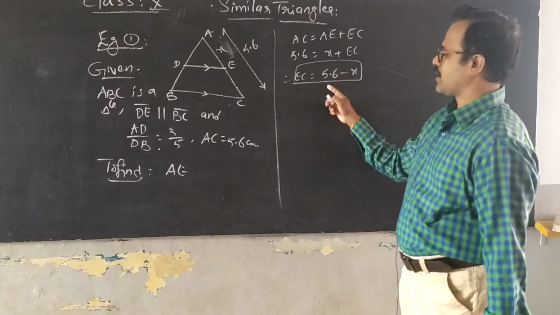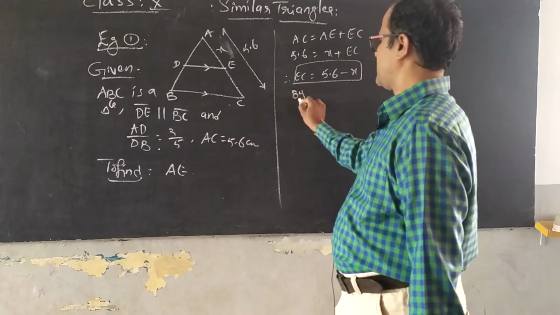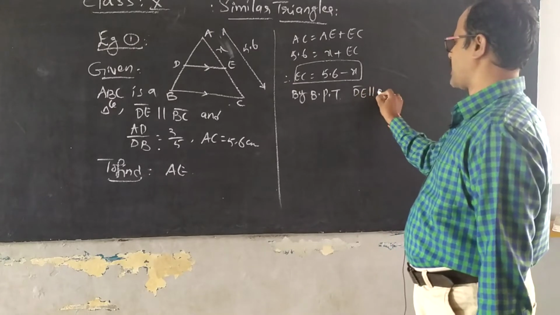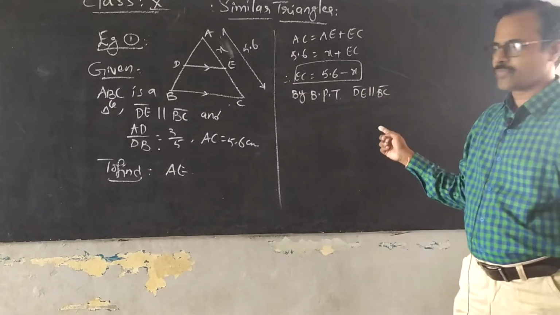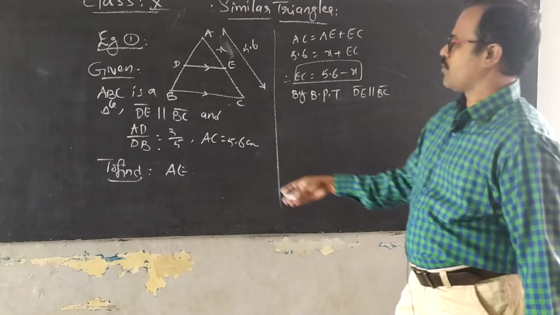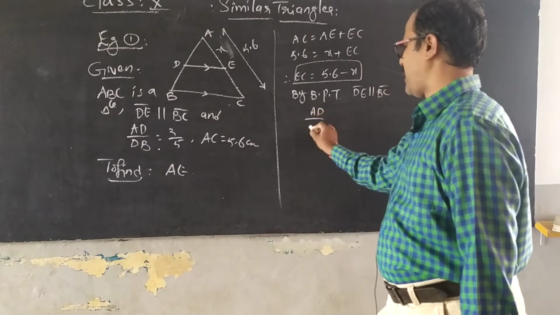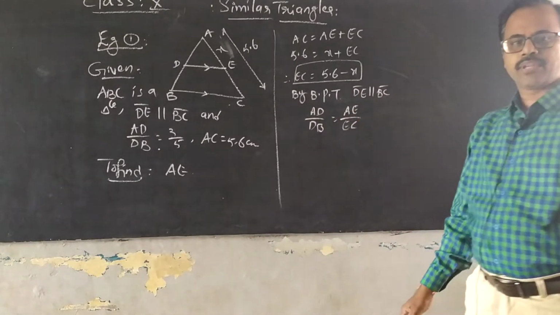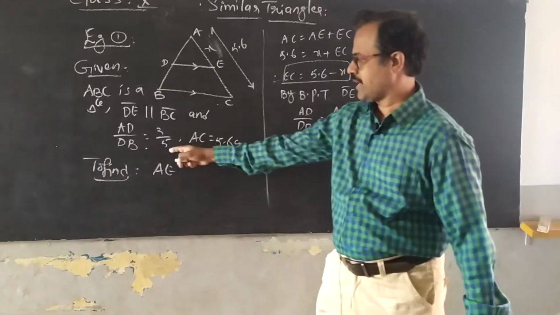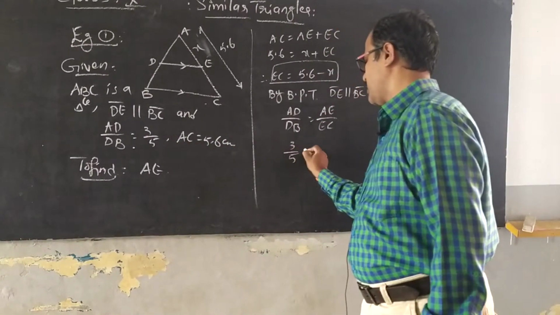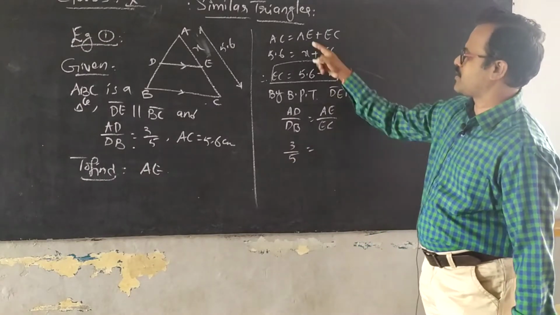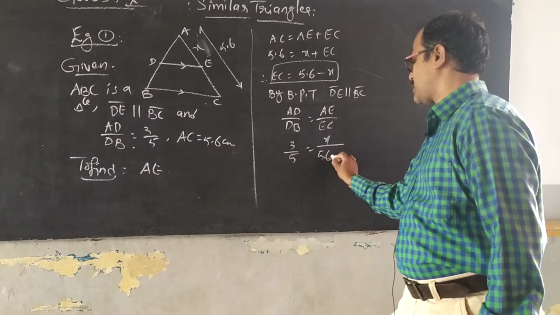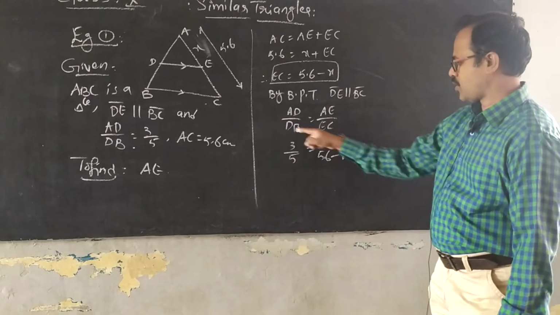Now we are going to take the ratios. By the basic proportionality theorem, since DE is parallel to BC, we know the theorem: AD by DB is equal to AE by EC. What is the value of AD by DB given there? 3 by 5. Very good. So 3 by 5 is equal to AE, that is X, by EC, that is 5.6 minus X.